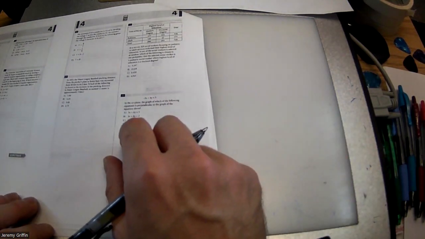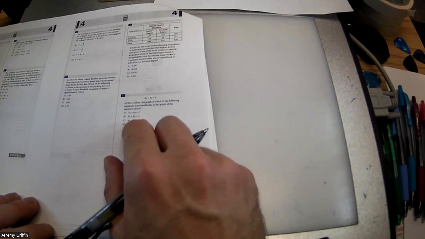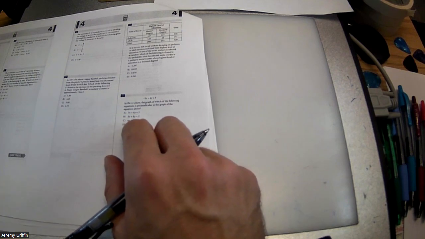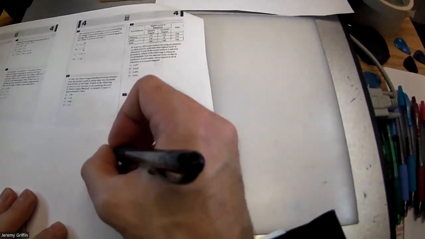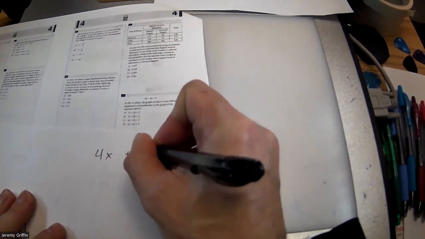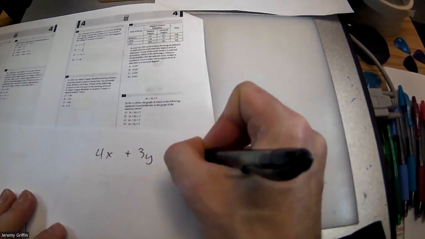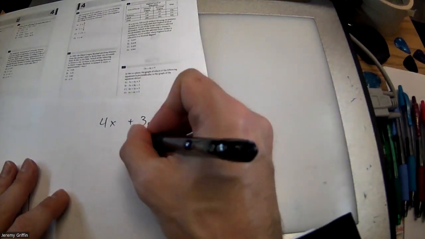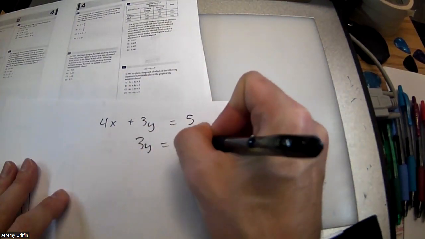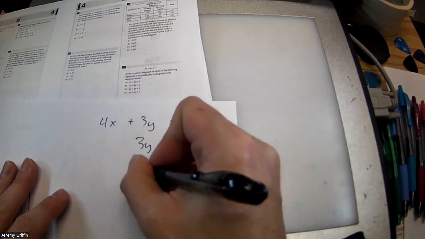Ooh, well, it's not immediately obvious because they went with standard form again, but I'm looking at C thinking I think the answer is probably going to be C. Let me just check that by rearranging into slope-intercept form. Got 4x plus 3y is 5. Okay, so subtract over 4x, divide by 3.